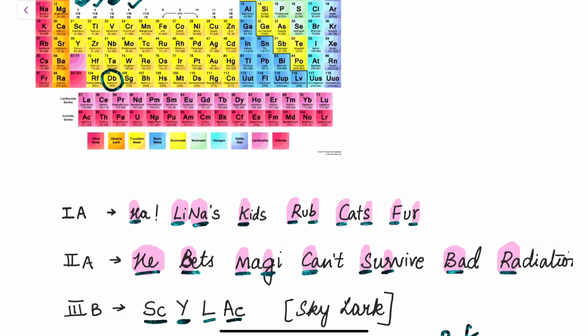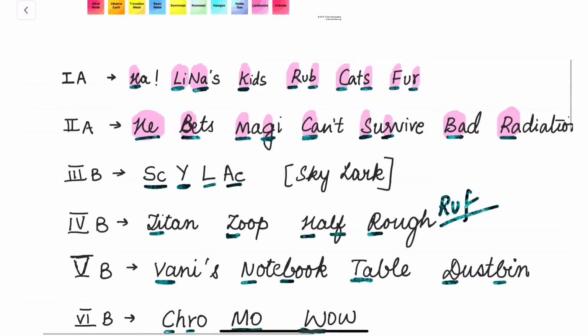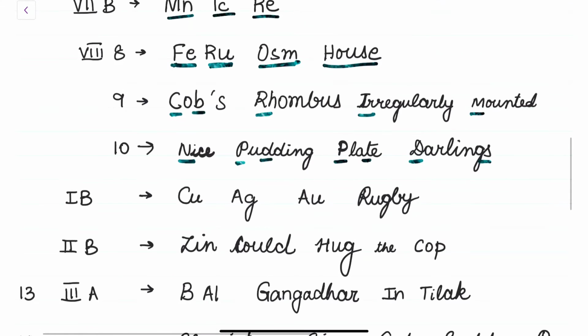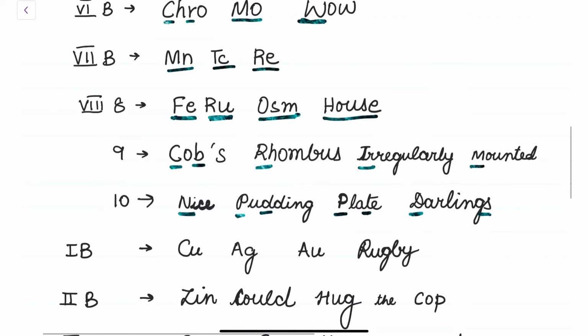Moving on to the 10th group of elements, which is nickel, palladium, platinum, darmstadtium. So here the trick is nice pudding plate, darlings. So Ni for nickel, Pd for palladium, plate, so platinum, and darlings for darmstadtium. So nice pudding plate, darlings. Alright, so that was for 10th group of elements.